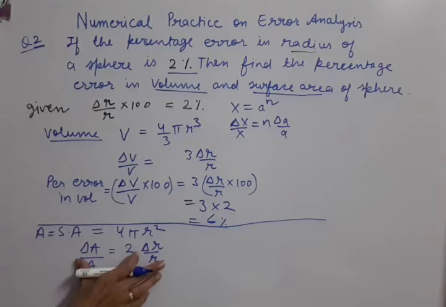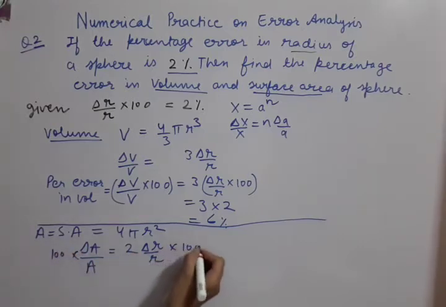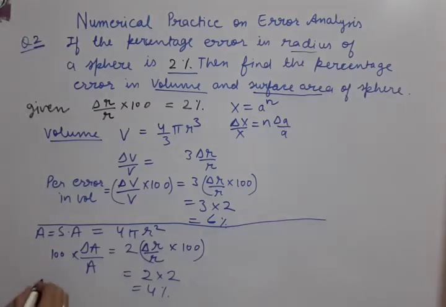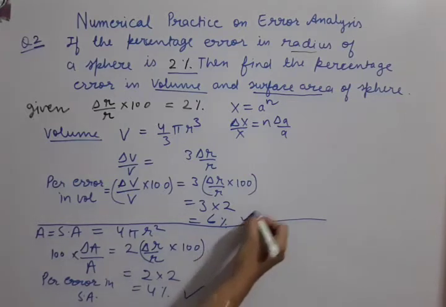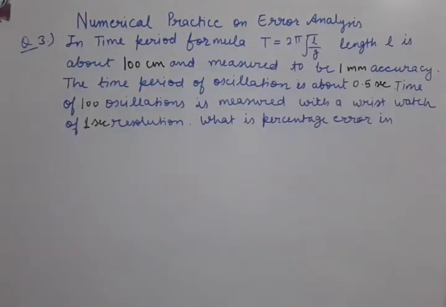Now I want it in percent terms, so I have to multiply both sides with 100. This is multiplied. Now this term, delta R by R into 100, is given 2. So here 2 and this is also 2. That means the final answer is 4%. So the percentage error in surface area is 4%. So this is the second answer. This was the first answer. Now see this third question.